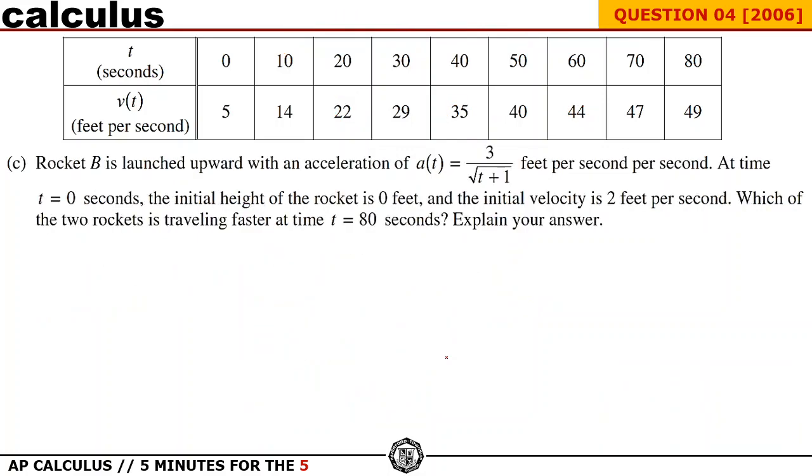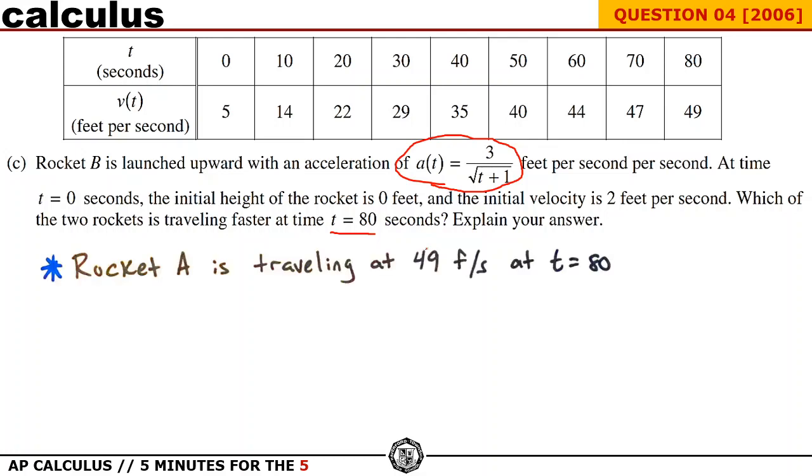They tell you there's a second rocket B that's launched, and they give you the acceleration of this rocket. And they want you to find out which rocket is going faster at time t equals 80. Is it rocket A or rocket B? Well, you already know rocket A is going 49 feet per second at time 80. They tell you that right away in the chart, so you don't have to think about that one.